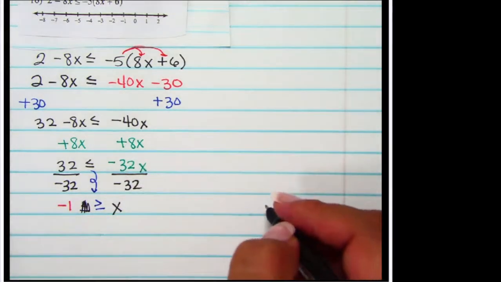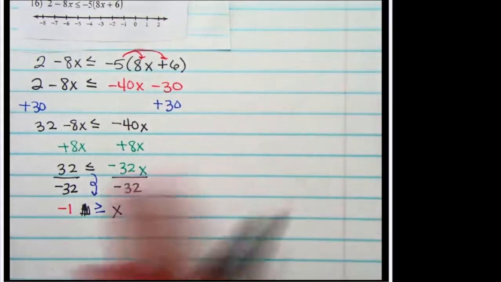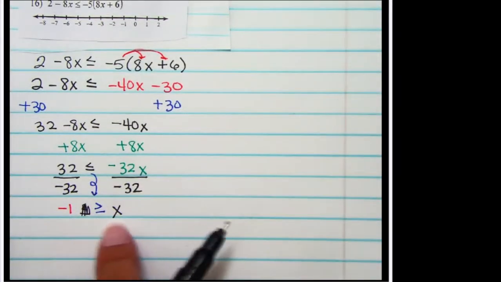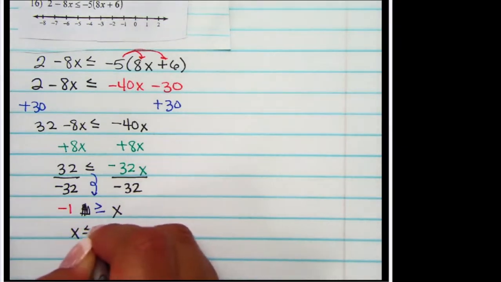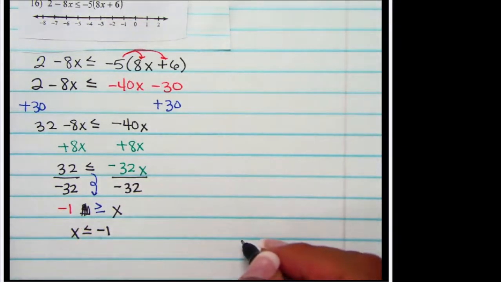There it is. So my result is negative 1 is greater than or equal to x, or you could write this as x is less than or equal to negative 1. They both mean the same thing.